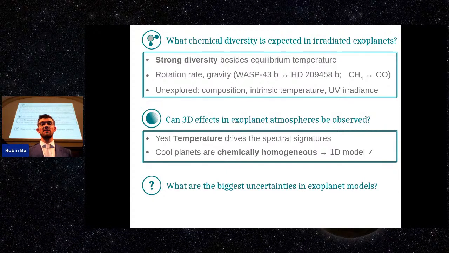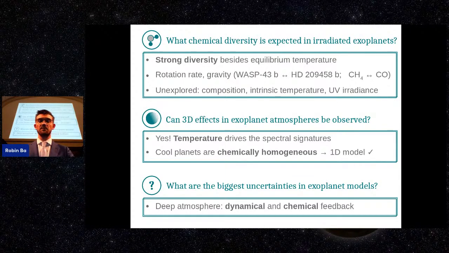And like I already mentioned, the cool planets tend to be chemically homogeneous. So there you can do with a 1D model. In the hot planets, a 3D model would be better. And then finally, what are the biggest uncertainties in exoplanet models? I think you might already have a clue about that. That is, of course, the deep atmosphere. We found in different parts of our work and in different parts of the thesis a dynamical feedback, but also a chemical feedback between the observable layers and the deeper layers of the atmosphere. So this is definitely an important line of future research to go to.